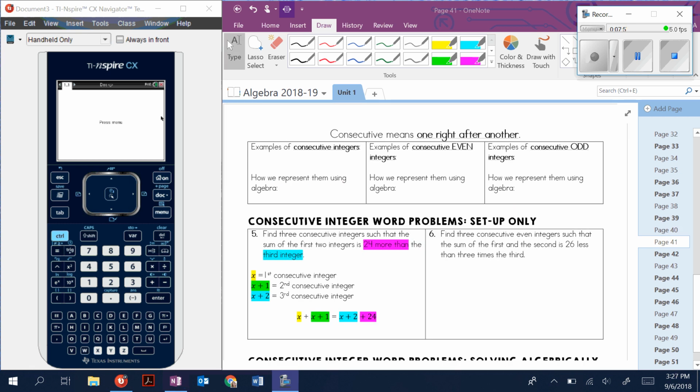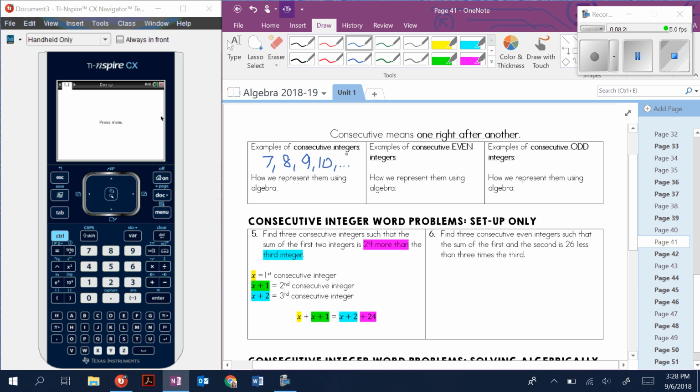The vocabulary word consecutive means one right after another. So we're doing some consecutive integer word problems. Consecutive integers would just mean integers that are one right after another. Integers are positive and negative whole numbers, one right after another, like 7, 8, 9, 10, and so on and so forth.